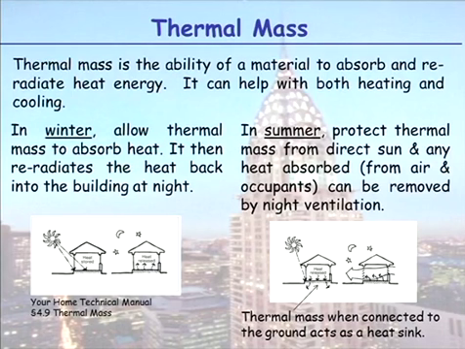Yes. So in winter, we want to allow our thermal mass to absorb the heat, but we're not talking so much about the external walls, we're talking about the flooring. So if the winter sun shines into the building and you have a concrete slab on the ground, or you have tiles on the ground that can absorb the heat, or you have a solid brick wall inside the building, that absorbs the heat during the day, and then in the evening it re-radiates the heat back into the building, so it doesn't get as cool in the evening.